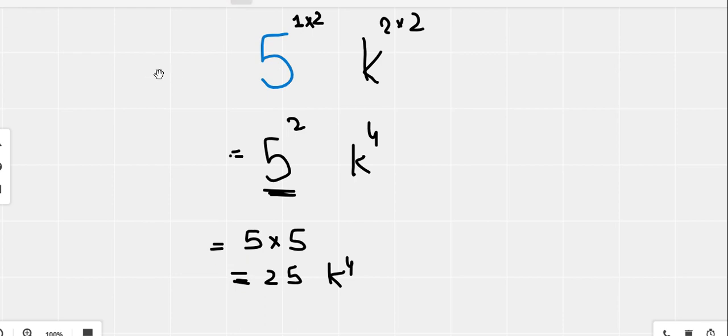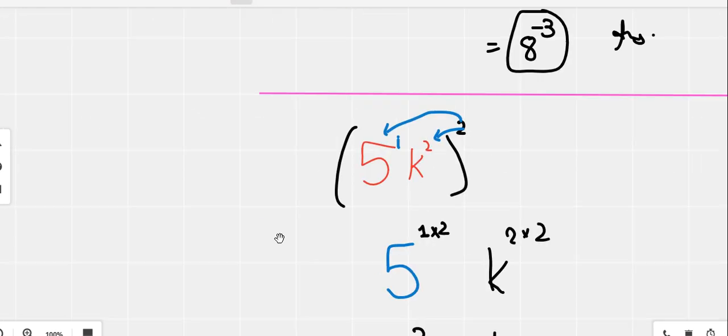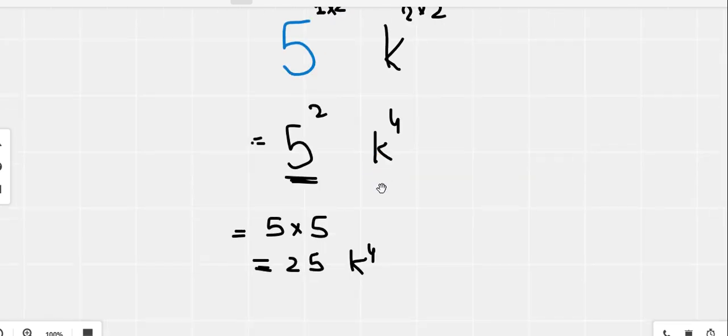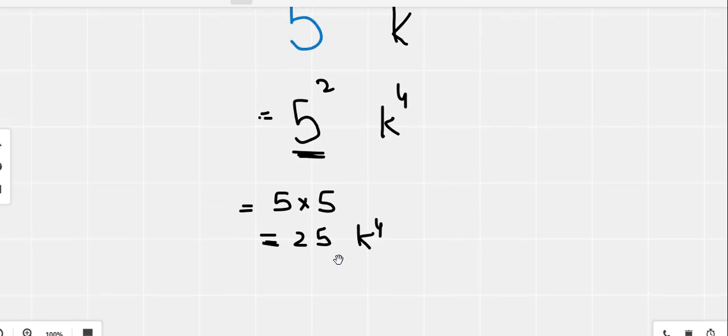If you don't know what an exponent is and how to expand the power of it, you should watch that video in which I have explained what an exponent is, the introduction about the exponent. It's very long, so you can watch that video as well. 25 times k to the power of 4, this is our answer.